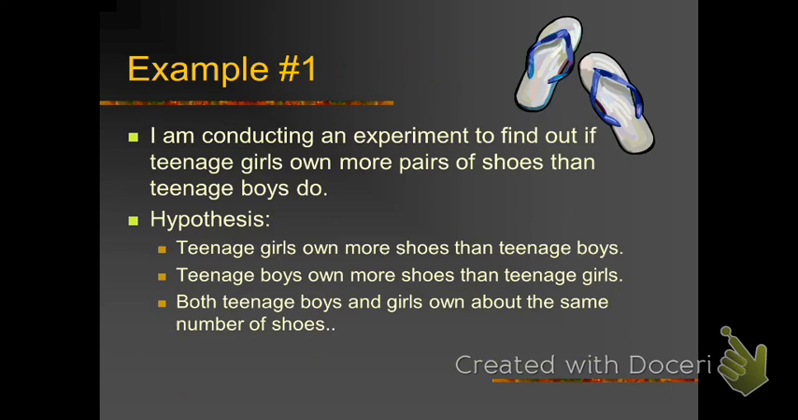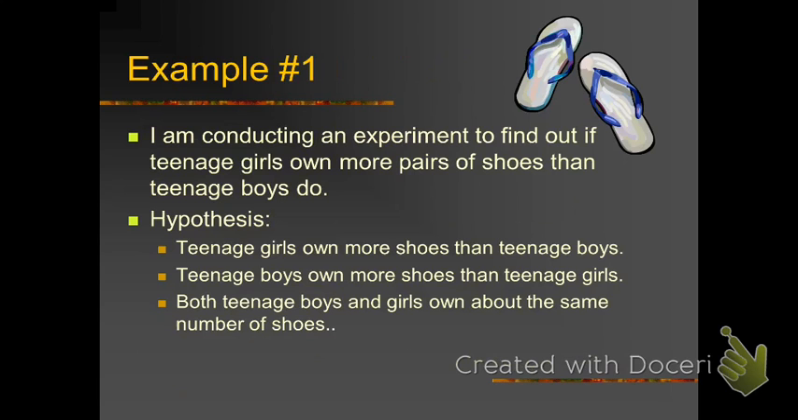One, we could hypothesize that girls own more shoes than boys. We could say the opposite is true, that teenage boys own more shoes than girls. And then lastly, if we don't really have any data to support it, we could say that both teenage boys and girls own about the same number of shoes. And so from your research, you could make your educated guess, which I would think teenage girls would own more shoes than boys, but it might be a surprise.